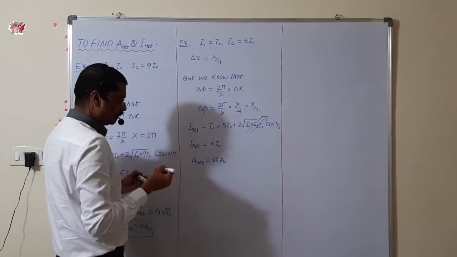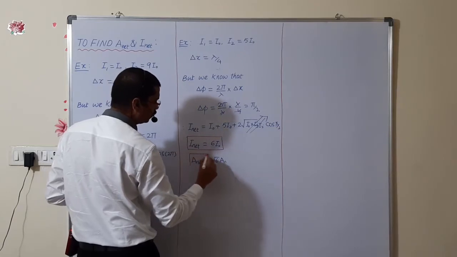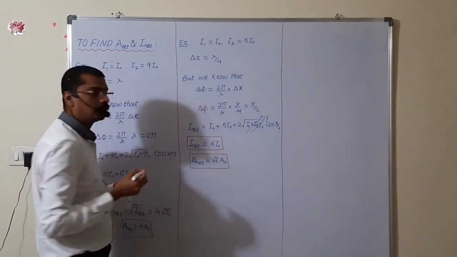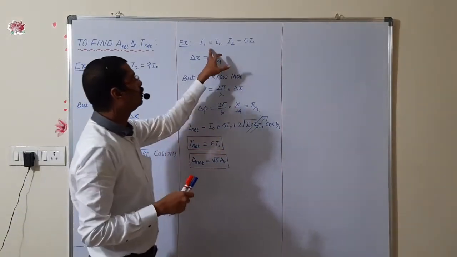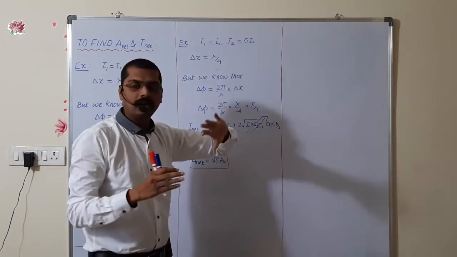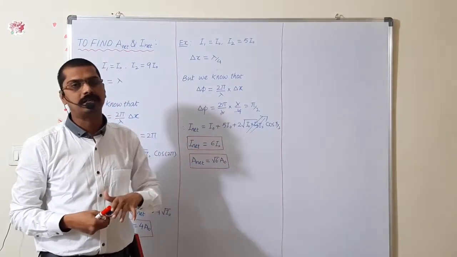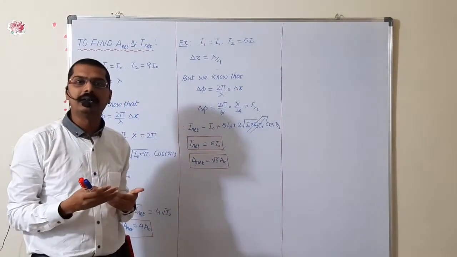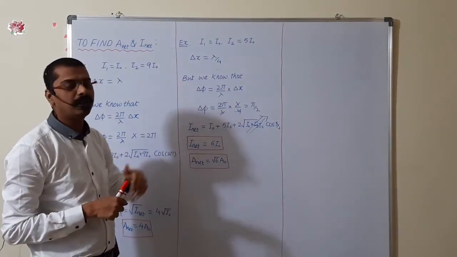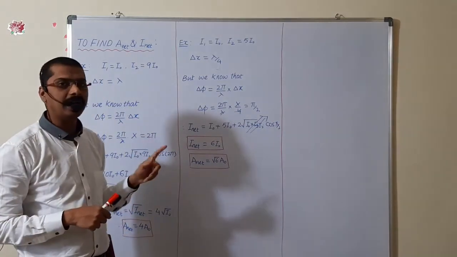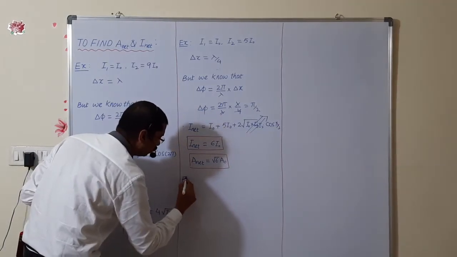This is the way to find I net and A net in terms of phase difference and in terms of path difference. Another pattern is also there. These two intensities were individual, and that time we discussed according to phase difference and path difference. If the two intensities are identical and maximum, that time also, by using the phase difference and path difference, we can find I net and A net. That type of sum we are going to solve now.